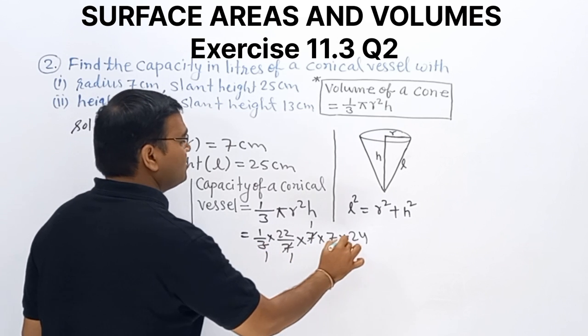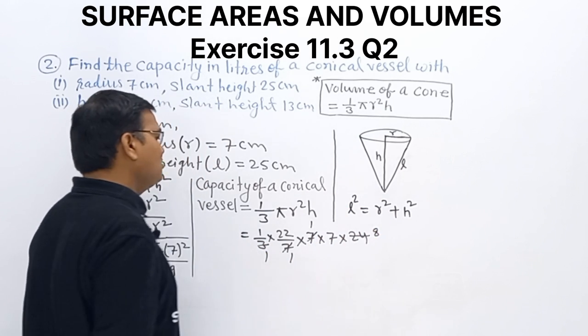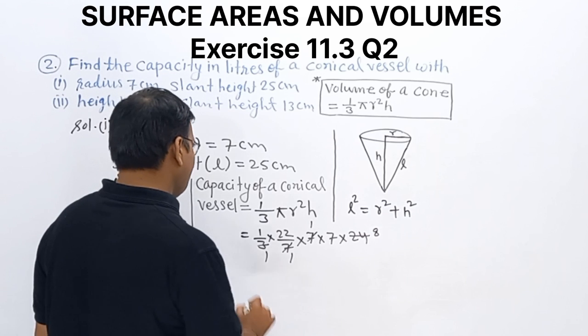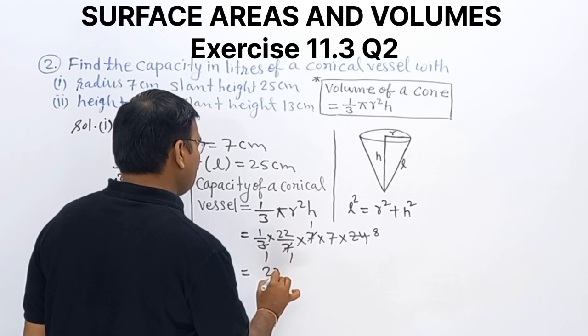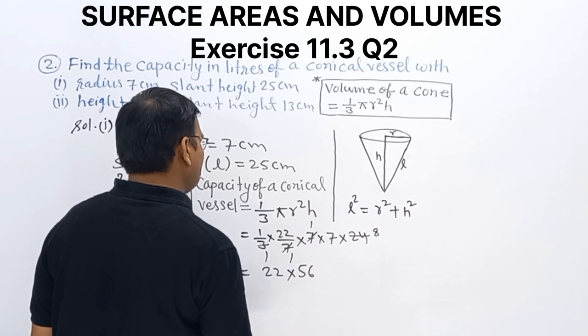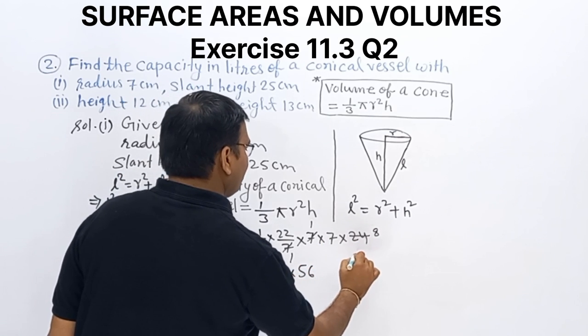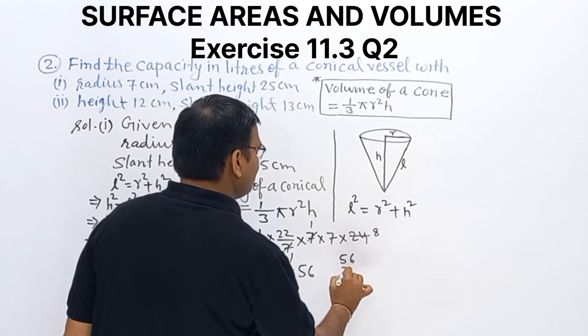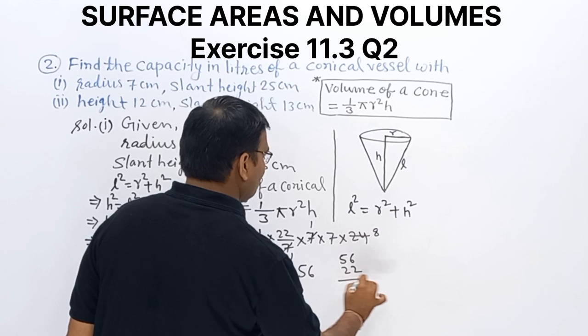3 1 ja 3, 3 8 ja 24. 8 times it is going. What is the remaining? 22 into 8 7 ja 56. Multiply both. 56 multiplied by 22. What are we getting?